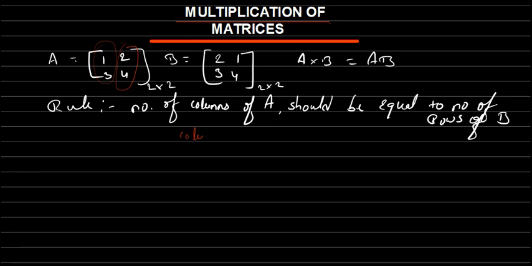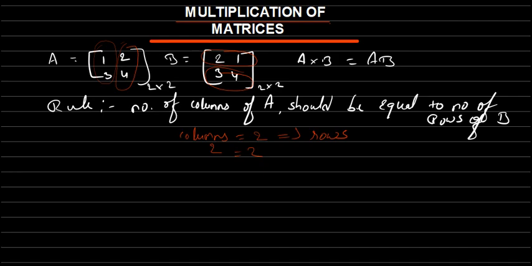Columns is equal to 2, and B equal to the number of rows of B. How many rows are there in B? This is one row, this is two rows. How many rows are there? It is two columns and two rows. If this condition is satisfied, we can proceed further and complete the multiplication of the matrices.